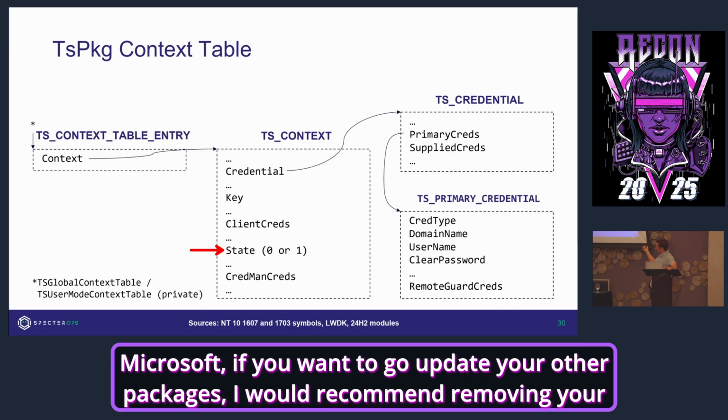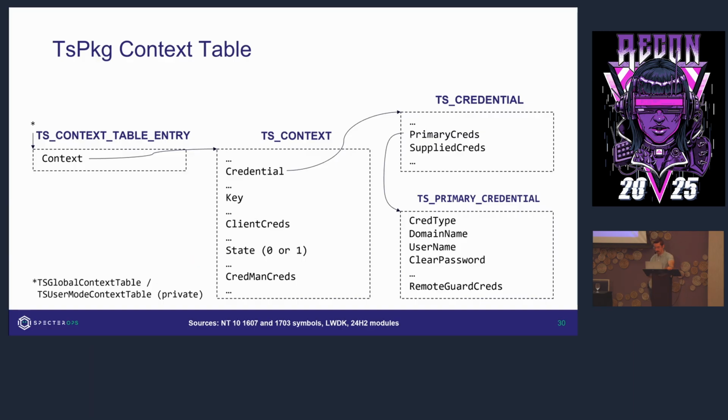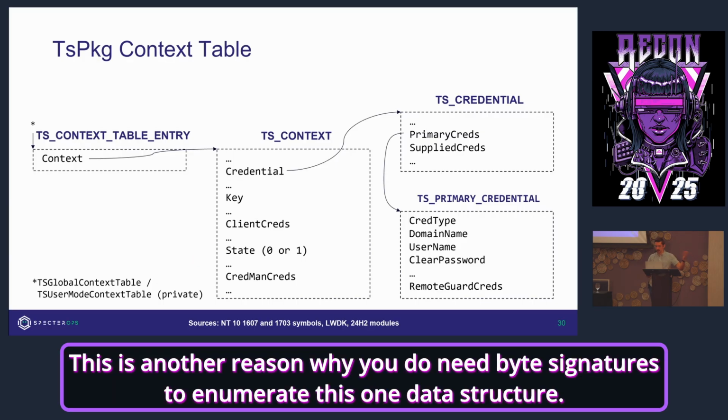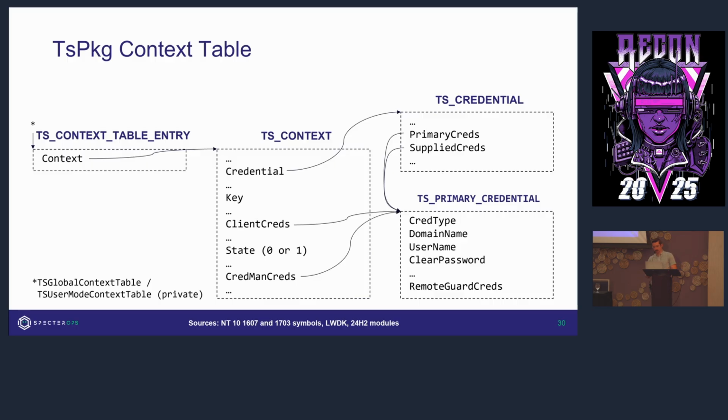Microsoft, if you want to go update your other packages, I would recommend removing your magic values and changing them to enumerations like you did here. And this is another reason why you do need byte signatures to enumerate this one data structure. But it's the only one I found like this. Cool.